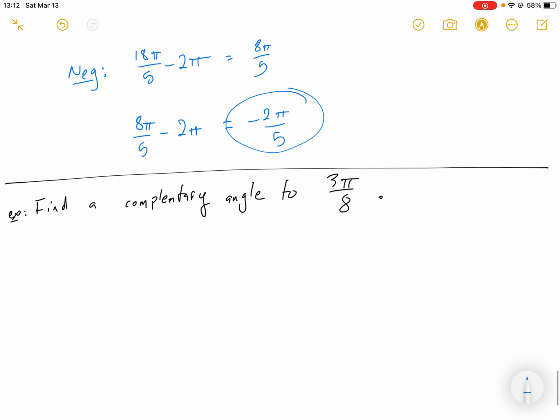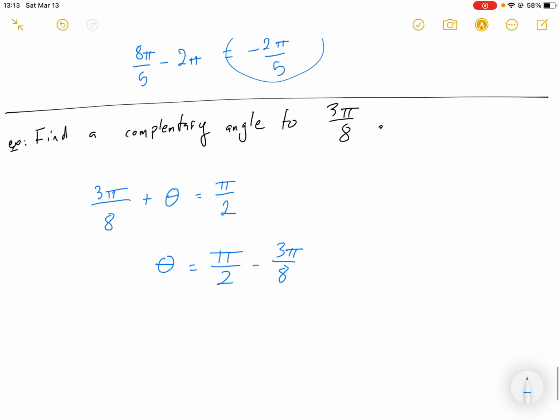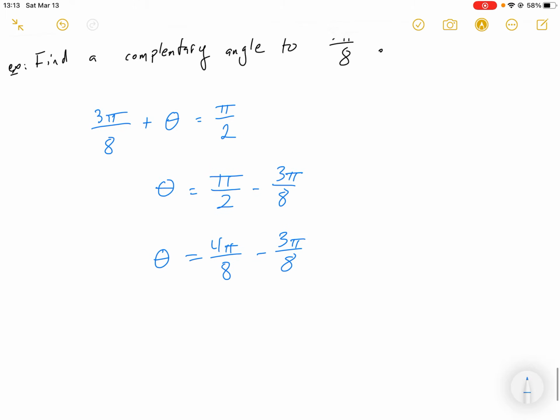Okay, so just remember now, to find the complementary angle, we're talking about some unknown angle that will give me pi over 2. So solving for theta, I'm going to take pi over 2 and then subtract 3 pi over 8. Once again, if you want to do this with a common denominator, you sure can. So this would be 4 pi over 8 minus 3 pi over 8. My common denominator is 8. I multiply top and bottom by 4. Combining the numerators, I end up with just 1 pi over 8.